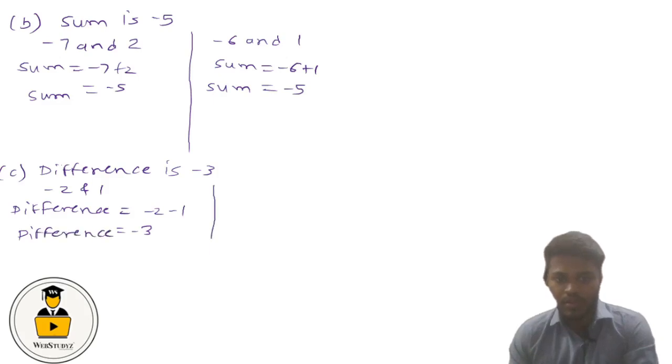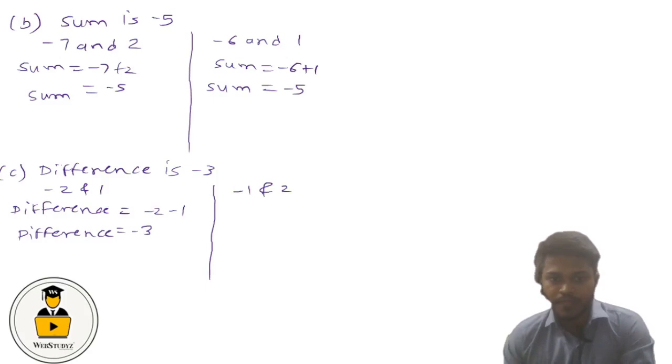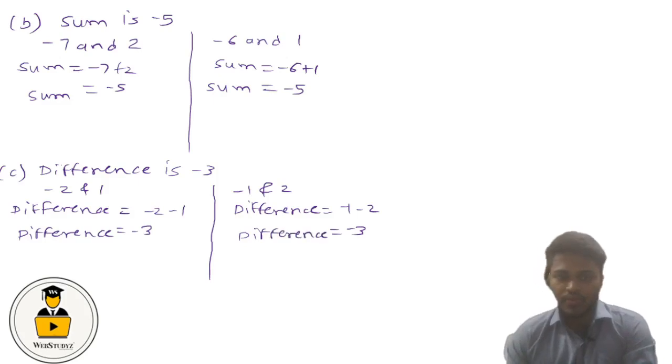So this is one pair of integers, and the next pair of integers will be minus 1 and 2. So let us find out the difference. So the difference here will be minus 1 minus of 2, which will again give us minus 3 as the difference. So therefore we are getting the difference as minus 3.